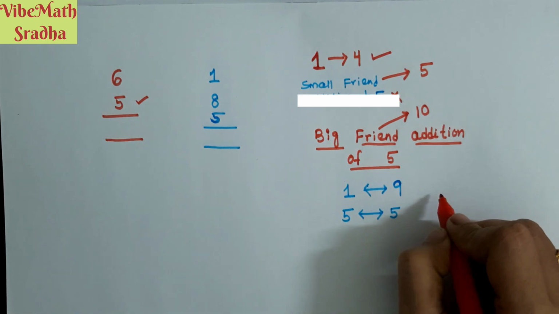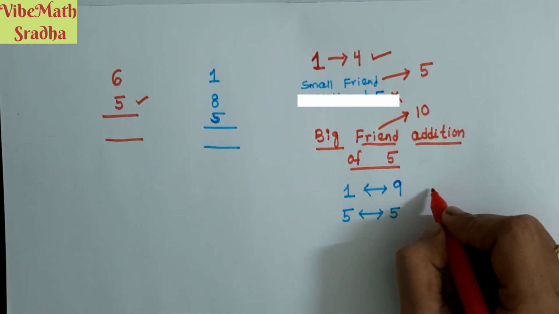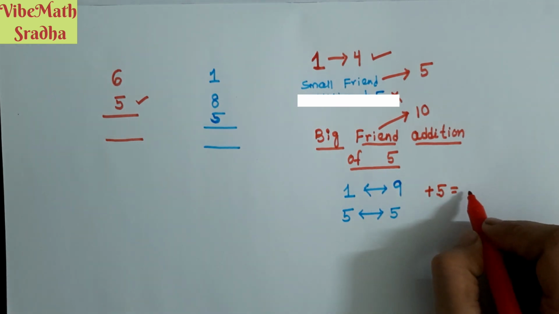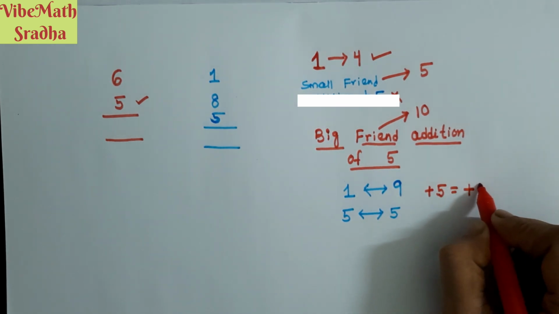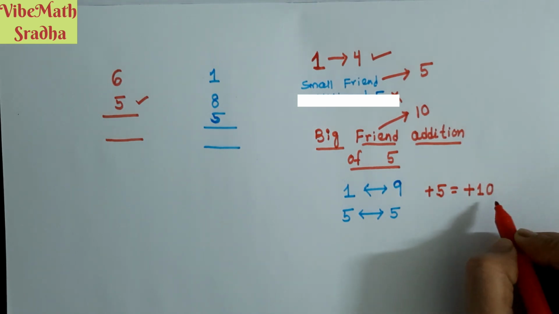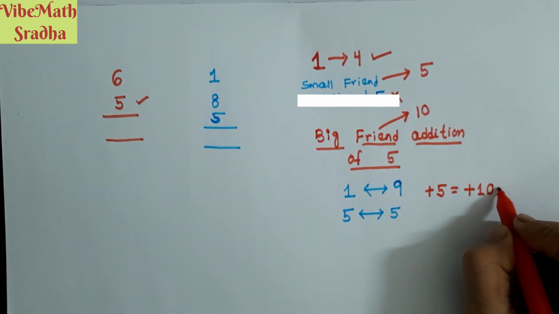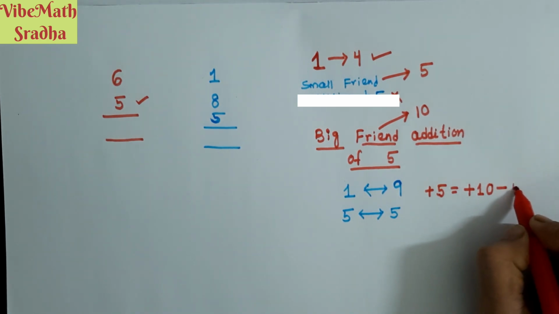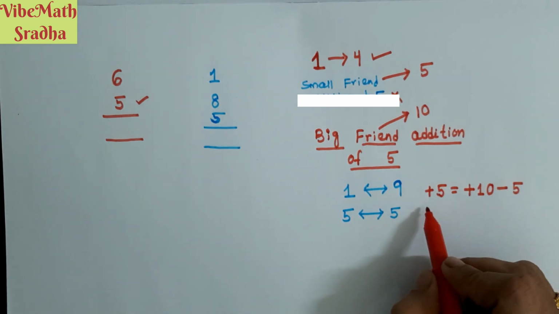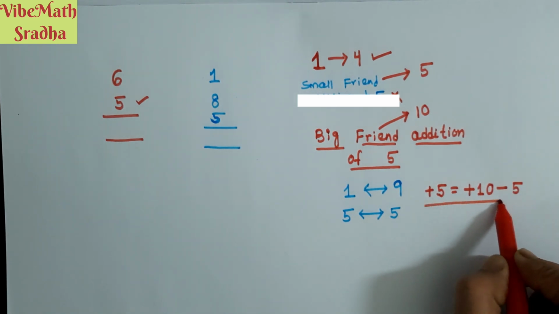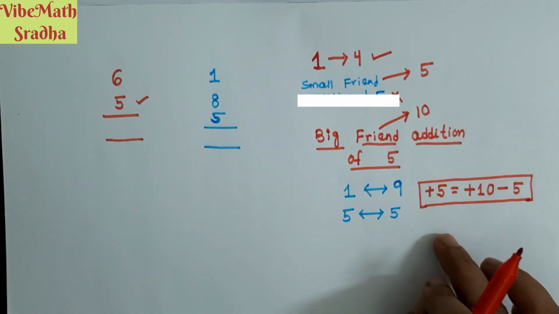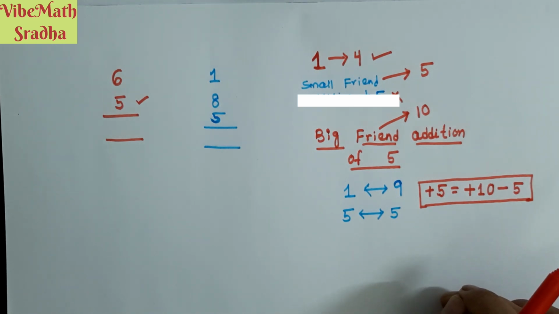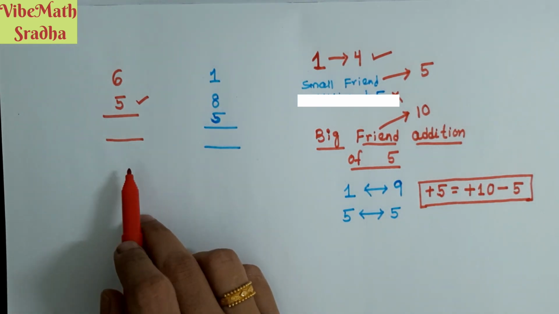Right? Now I am going to write the formula for the big friend addition of 5. So plus 5 is equal to, we have to first add the base value for the big friend, which is plus 10. Then we have to subtract the big friend of 5, which is 5. So here we got the big friend addition of 5. I have explained how to write the big friend formula, so you can find that video in the description box. We will apply this formula to solve both the sums.